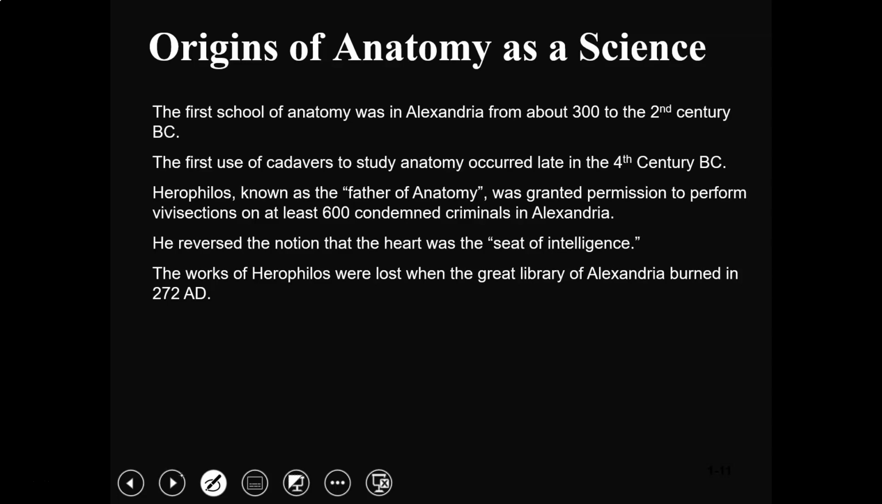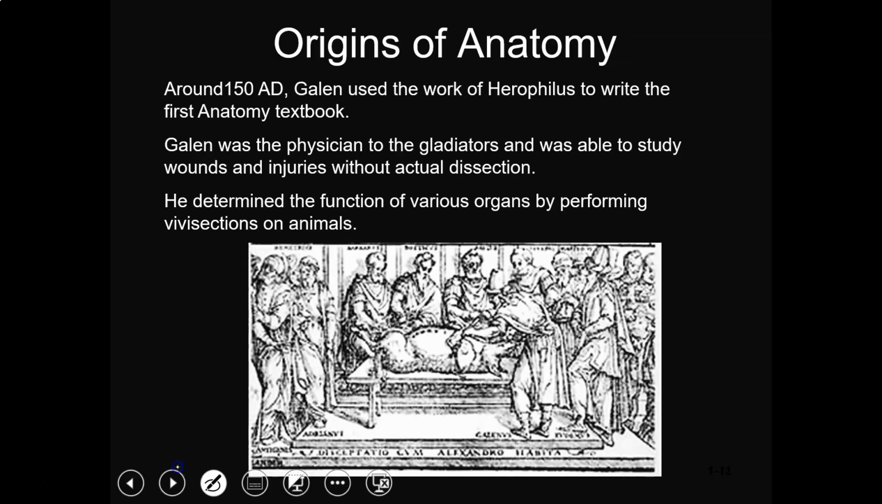So the actual written stuff from Herophilus was lost when they burned the library in Alexandria in 272. Luckily, people copied this down. One of these guys was Galen. Galen was a physician of the gladiators. He studied wounds without actually dissecting the people because they were sort of dissecting themselves. Galen wrote the first real anatomy book. He determined the function of organs by performing vivisections on animals. Here he's doing that to a pig or a dog or something, and he's like, what happens if we take its liver out? Oh, it dies.